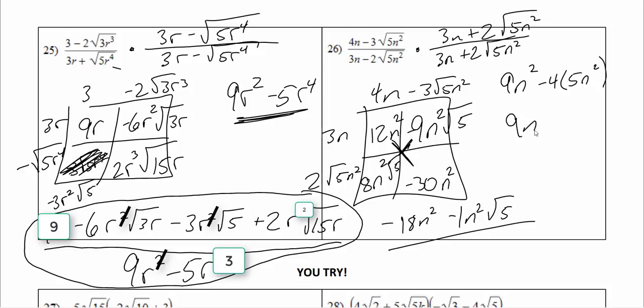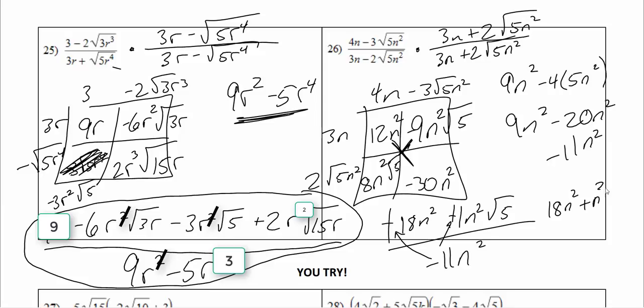So that's a 9n squared minus 20n squared, which is -11n squared. But then I don't like negatives in my denominator, so this changes to a positive, and this changes to a positive. So I get 18n squared plus n squared root 5 over 11n squared. Since all three terms can be divided by n squared, you have to divide them by n squared. So it'll be 18 plus root 5 over 11 would be your final answer.